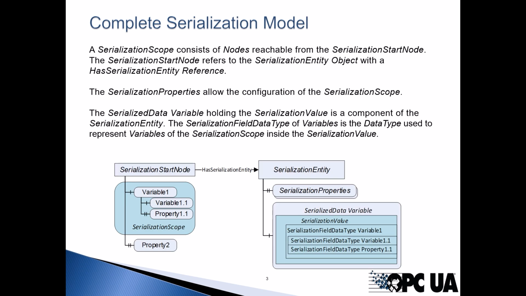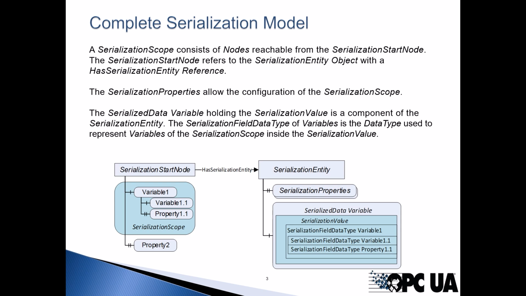A serialization scope is a subset of the information model consisting of the nodes reachable from a root node called the serialization start node. Any node can become a serialization start node when referencing a special object, the serialization entity, using the HasSerializationEntity reference type. The serialization entity is the parent object of the serialized data variable providing the serialization value. The serialization entity object also has an interface for the configuration of the serialization scope.